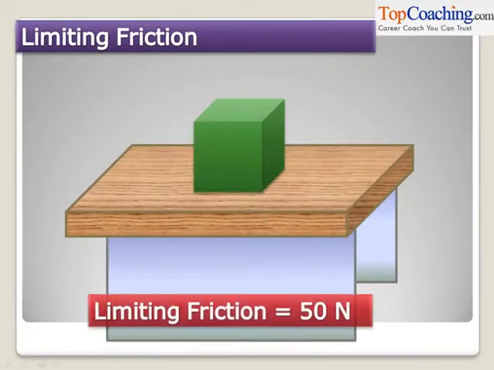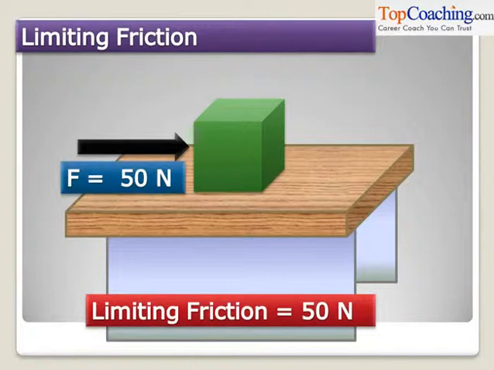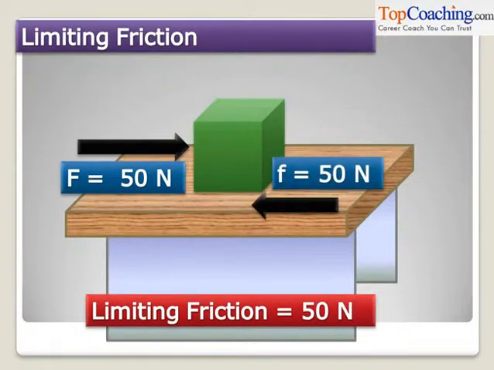What if I apply a force of 50 Newton? In that case again, friction will also apply a force of 50 Newton. After all, the maximum value of friction between these two surfaces, the block and the table, is 50 Newton. So as long as I keep applying a force less than or equal to 50 Newton, the block won't move, because friction will apply the same force in the opposite direction.